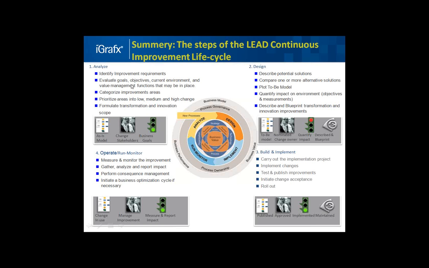We have written down here some of the steps you would do. From analyze, meaning identify improvement requirements, evaluate goals, objectives, current environment, and value management functions that may be in place, categorize improvement areas, prioritize areas into low, medium, and high change, formulate the transformation and innovation scope. This is a part of your assess models of your processes, where you work with the stakeholders of change, the business goals. Then you get into design, where you describe the potential solutions.